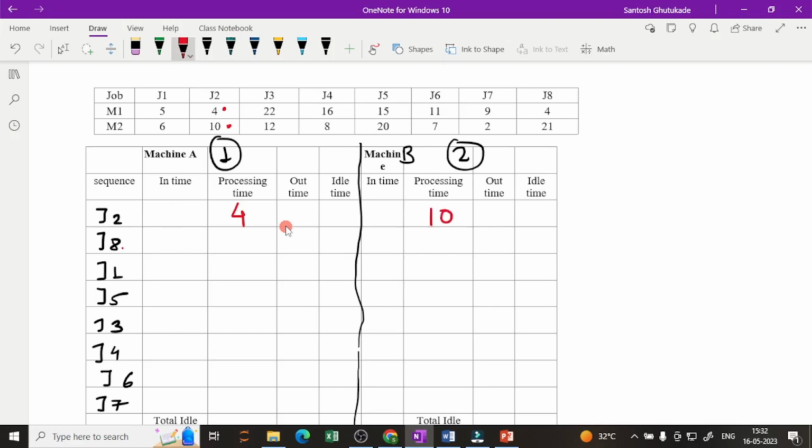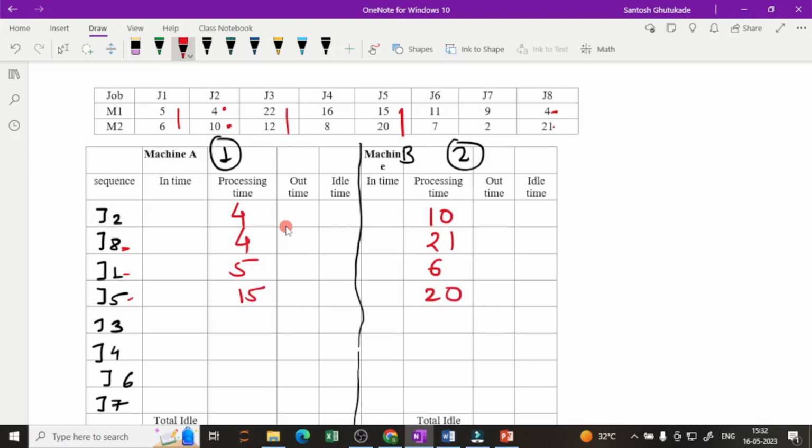Similarly for job number 8, it is 4 and 21. So I will write here 4 and 21. Then job number 1, 5 and 6. Then job number 5, 15 and 20. So here 15 and 20.